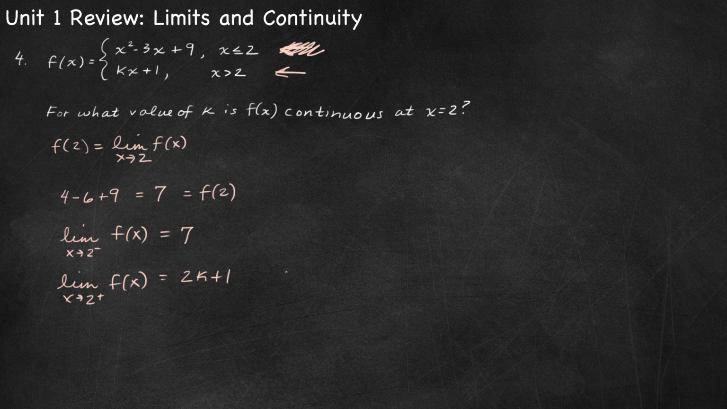So in order for this function f to be continuous at x equals 2, I know that 7 must equal 2k plus 1. Subtracting 1 on both sides, we get 6 equals 2 times k. Dividing both sides by 2, we get k equals 3. So if k equals 3, then f of x is continuous at x equals 2.